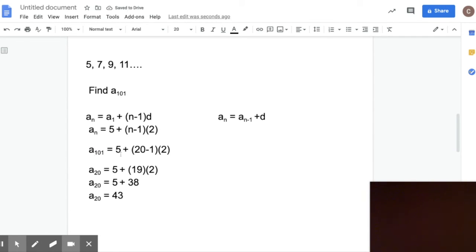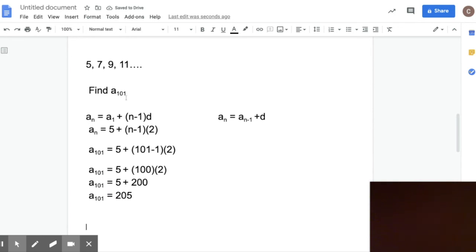The first term is still 5. This doesn't change. We still see the difference is 2. But what does change is our n value because we want to find the 101st term. Once again, we simply do the math. 101 minus 1 is 100. 100 times 2 is 200, and 200 plus 5 is 205. Let me fix this so it is indicating the 101st term. Does that make sense? Great.